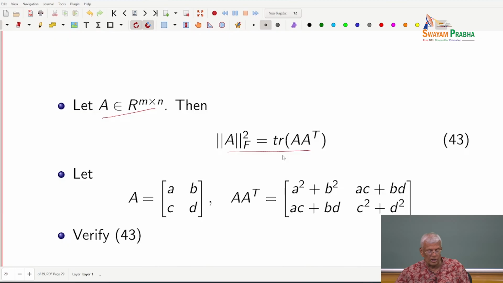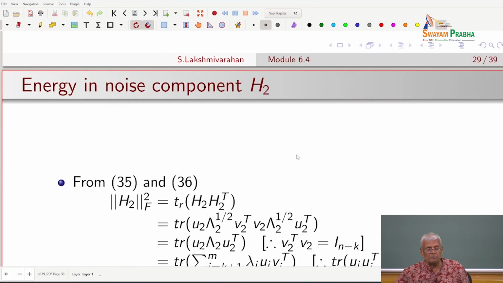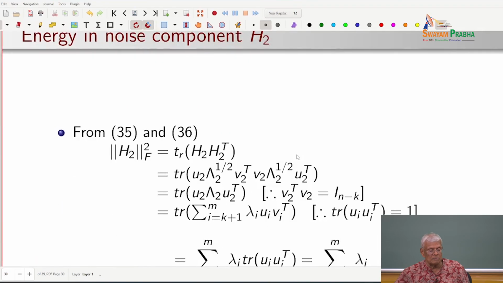Again, I am going to illustrate by an example. If A is [a b; c d], AA transpose is this, and the Frobenius norm squared of A is simply a squared plus b squared plus c squared plus d squared. The trace of AA transpose is a squared plus b squared plus c squared plus d squared. So this relation is verified. I'm simply trying to talk about some of the properties of the Frobenius norm.